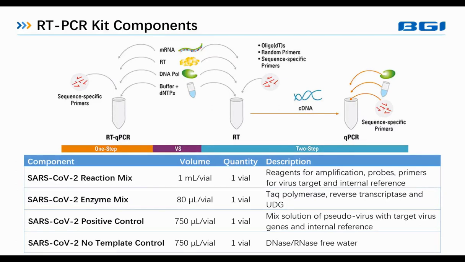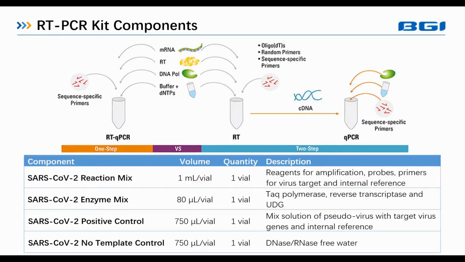This is a one-step setup. So basically, the reverse transcription and real-time PCR take place in one tube. The components in the kit provide all the necessary reagents for this to happen. There are four tubes in the kit. There's reaction mix and enzyme mix.